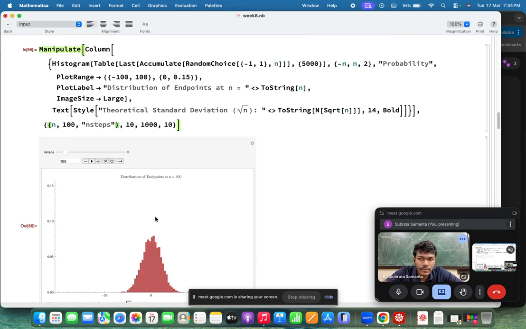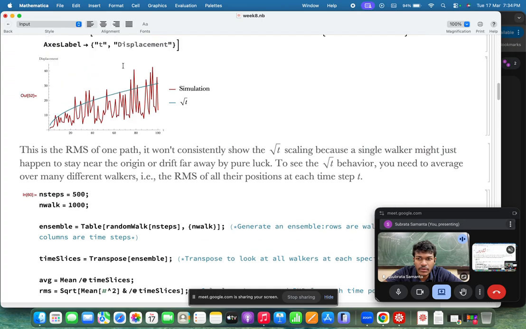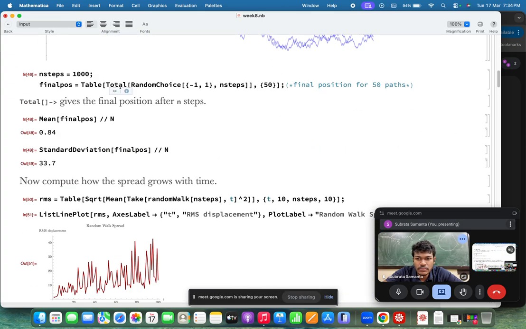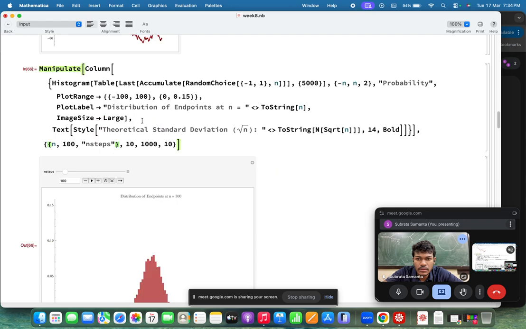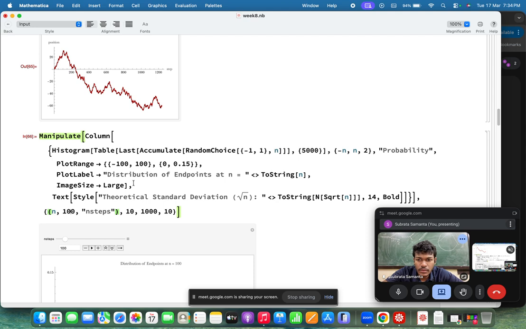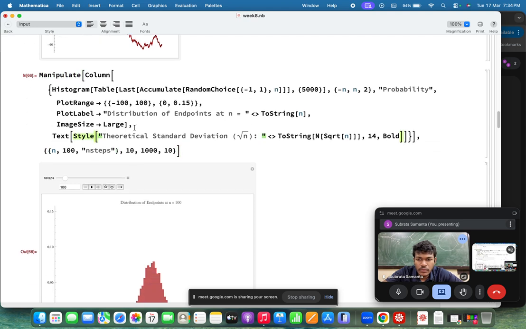Because I actually calculate the same way as I did here. I calculate the total, basically extracting the last ones and making a histogram for that. So, this is the plot range and table. Now, what do we expect if we increase n?